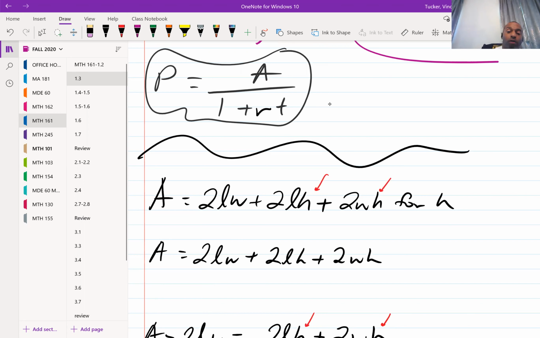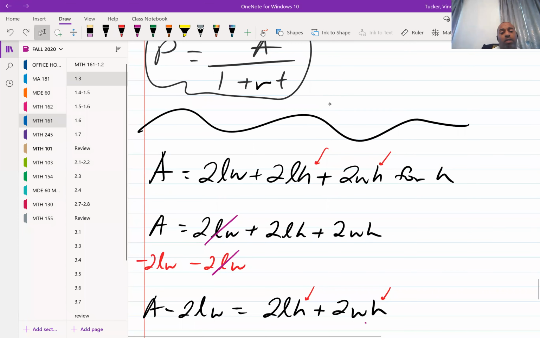But what we need to do is get all of our terms with H on one side, all of our terms without H to the other side. So that's why your first move should be to subtract 2LW from both sides of your equation. That'll cancel out on the right and take it over to the left. So you have A minus 2LW equal to 2LH plus 2WH. So once again, what this does is it puts all of our terms with H on one side of our equation, all of our terms without H to the other side. All right, any problems?